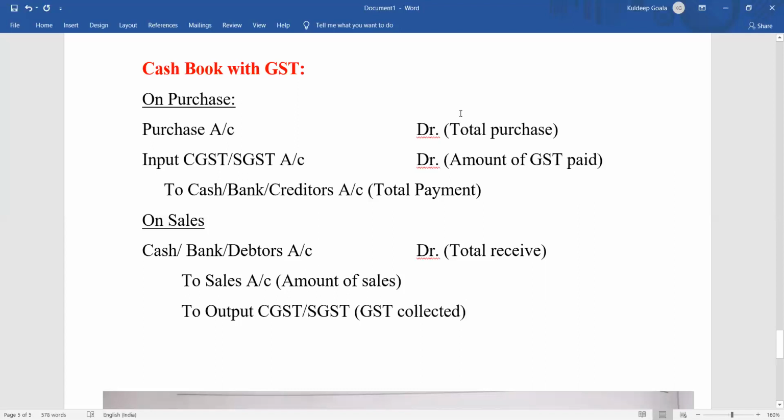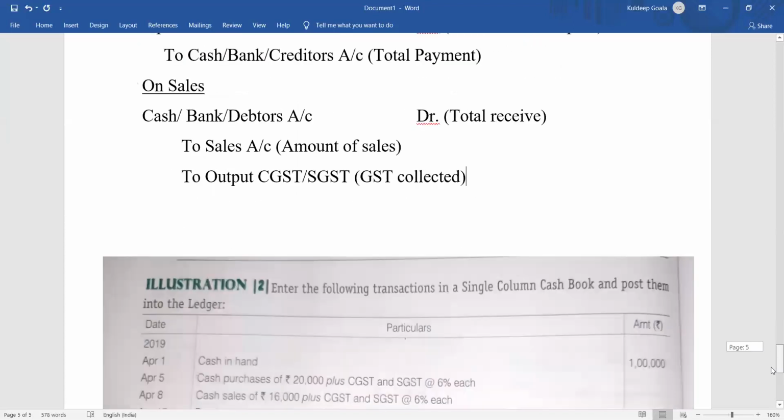Okay. So at the time of purchase, we have input CGST and SGST. In case of sales, we have output CGST and SGST. I hope all of you understood that, right? So obviously, at the time of purchase, it is a payment, so it will appear on the payment side. At the time of sales, it is a receipt, income, so it will come on the receipt side. Clear? So let's take up a question here.